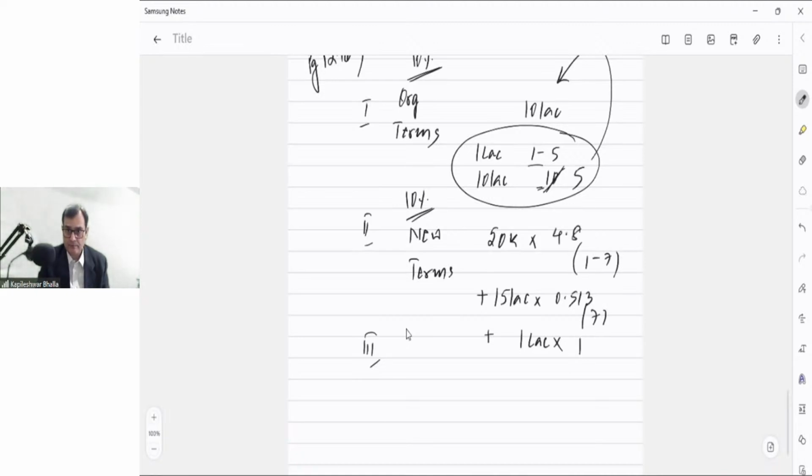4.868. So based on the new terms, we're going to pay interest of 50,000 for the next 7 years. We're going to pay 15 lakhs at the end of the 7th year, and 1 lakh rupee TC will be paid at time 0. So 50,000 into 4.868, 243,400.